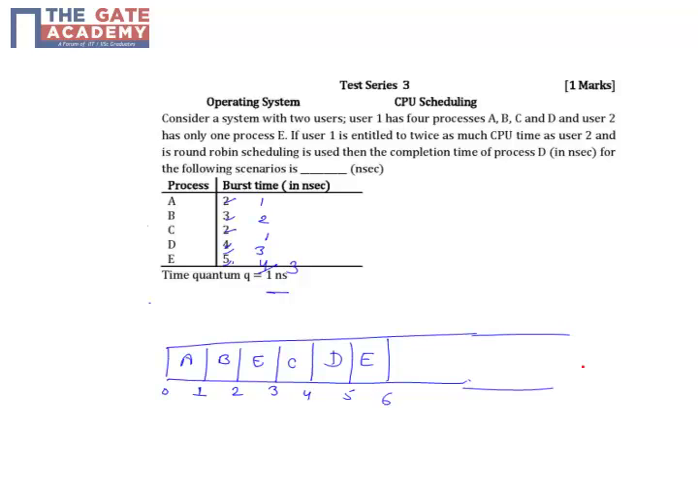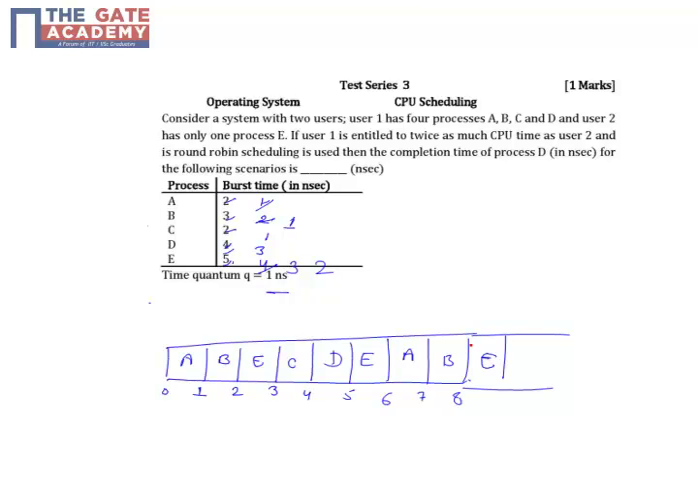Now again ABCD will start. So first A and B will execute up to 7 and 8. A will be completed, B will be having remaining time quantum 1. Okay, this is A here. After that again E will be executing. It will remain 2. Here is E, up to 9 it will execute.